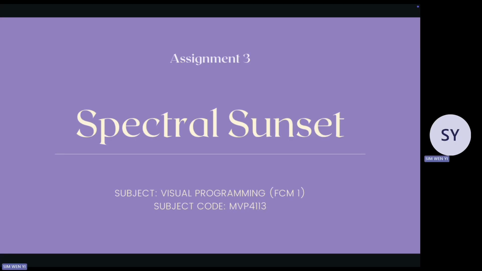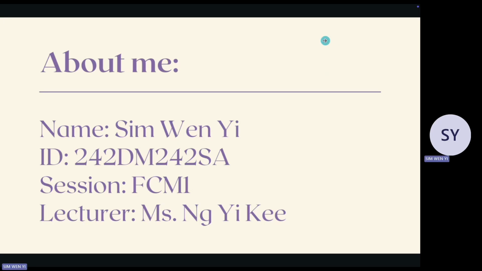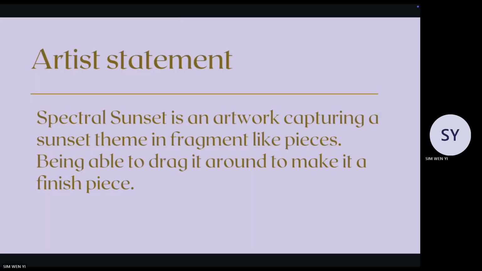My name is Simran Yi, and today I will be talking about my assignment 3 for visual programming. The title for my assignment is Spectral Sunset. These are things about me, and I'm in SCM1. And this is my artist statement.